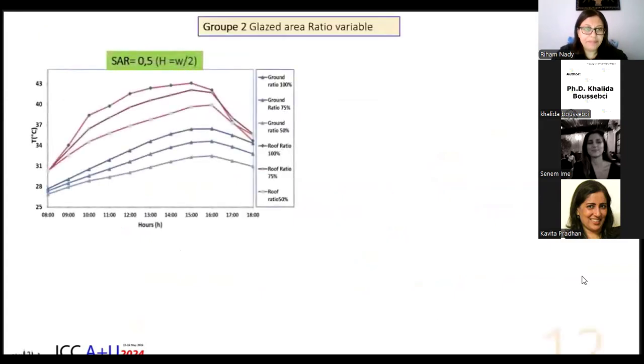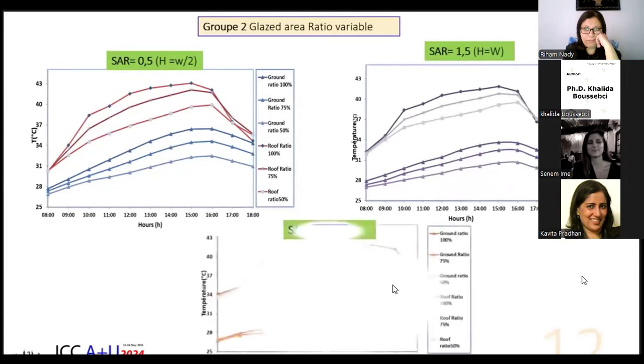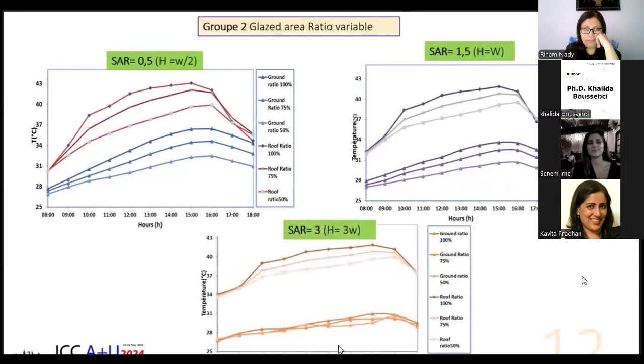The analysis of the different temperatures obtained at the floor and roof levels seems interesting for the different glassed area ratios tested according to the 3 SAR. It shows that for the small SAR, reducing the ratio has a significant effect on reducing indoor temperatures. For the medium SAR, we first note that reducing the ratio has relatively reduced the indoor temperatures compared to the small SAR. For the large SAR, reducing the ratio has less impact on reducing indoor temperatures. However, reducing the ratio is more influential at the upper level near the roof compared with the ground level.